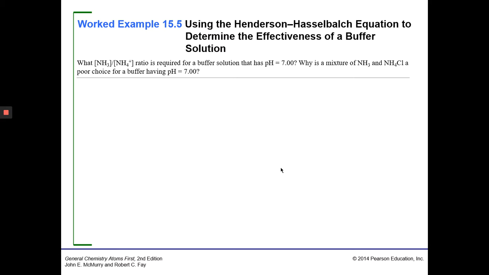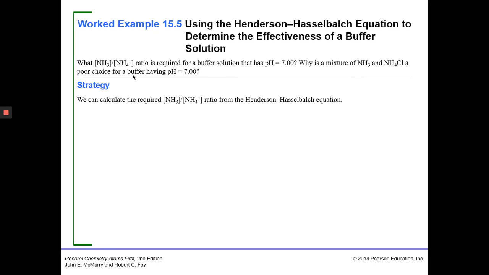Okay, one of the things I hinted at when I first introduced the idea of preparing buffers was that when we prepare a buffer, we want this ratio of base to acid to be close to 1. Okay, and here we're going to calculate what ratio is required for a buffer solution that has a pH of 7. And then the next question is, why is a mixture of ammonia and ammonium a poor choice for having a buffer of pH 7?